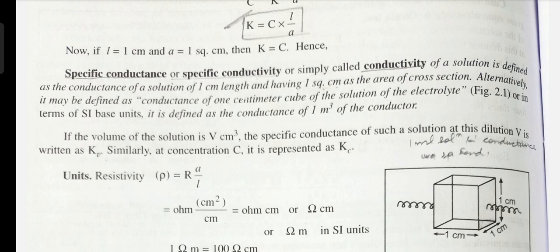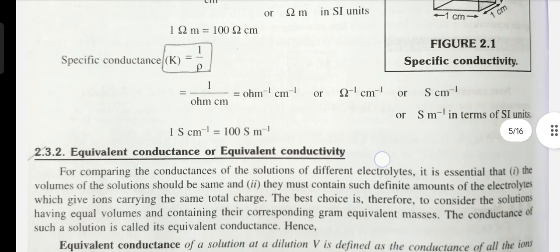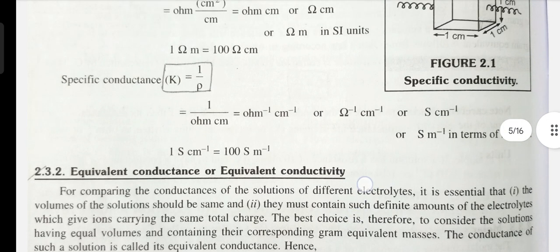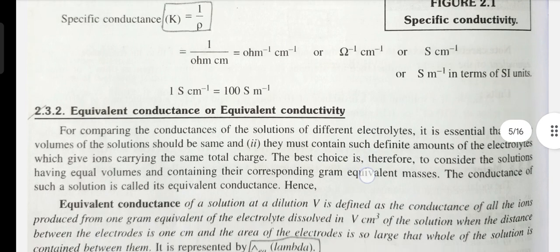Alternatively, it may be defined as the conductance of 1 cm cube of the solution of electrolyte, or in terms of SI base unit, it is defined as the conductance of 1 meter cube of the conductor. If the volume of solution is V centimeter cube, the specific conductance of such a solution at the dilution V is written as Kv. Similarly, at concentration C, it is represented by Kc. Unit: specific conductivity kappa is equal to 1 by rho.